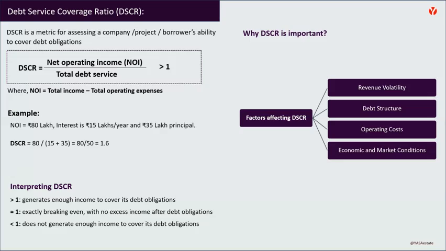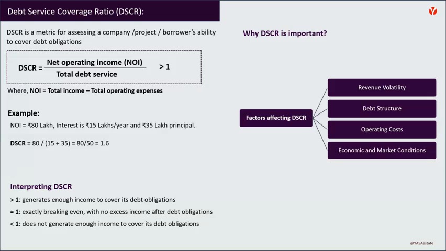Third, operating expenses. Higher operating costs reduce your net operating income, which in turn lowers DSCR. Effective cost control, like reducing unnecessary administrative costs, can improve your NOI and raise your DSCR. Fourth, economic and market conditions. The overall economy and market conditions can affect the company's revenue and expenses, which impact DSCR. For example, during a recession, consumer spending may drop, which can lead to lower sales and affect the ability to meet debt obligations. Good cash flow management ensures that a company has enough liquidity to cover its debt service.